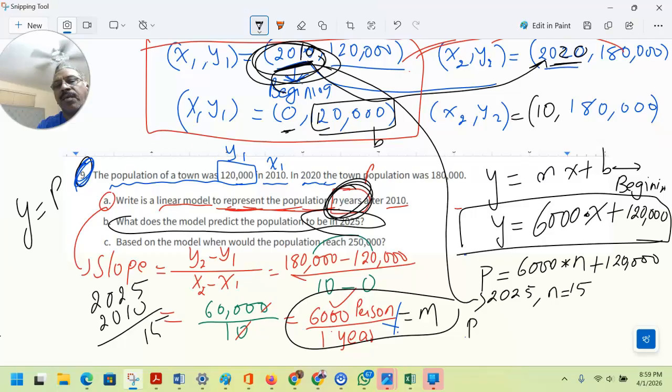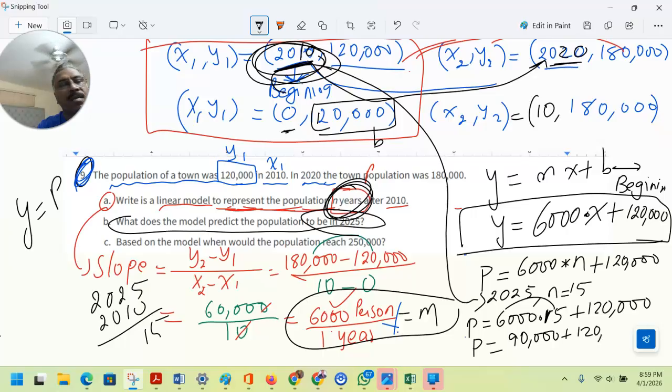So in the equation, you put P equals 6,000 times 15 plus 120,000. And 15 times 6 is 90. So this becomes 90,000 plus 120,000. And that together will be 210,000. So this is the second answer. That means in the year 2025, the population is this.